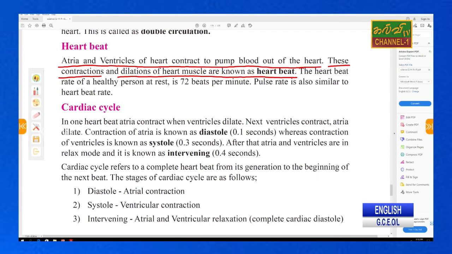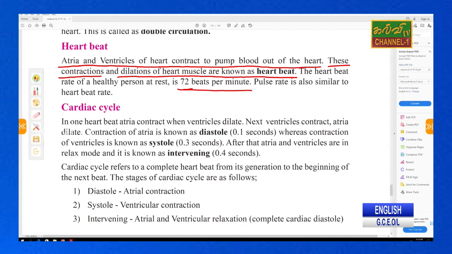The heartbeat rate of a healthy person at rest is 72 beats per minute. So very important: per minute. When they ask the question, students write 72 beats, but you have to mention per minute. Without per minute, that's wrong, right? According to the question, if they are asking the rate of heartbeats per minute, you can put 72. Otherwise, if they ask to write the rate of heartbeat, you have to mention the per minute also. 72 beats per minute.